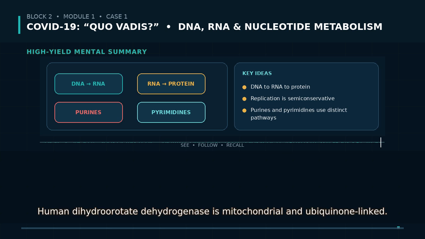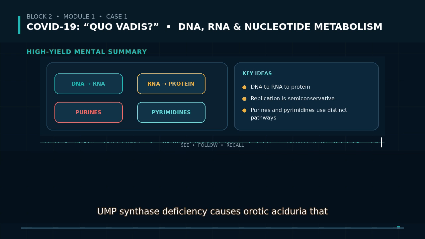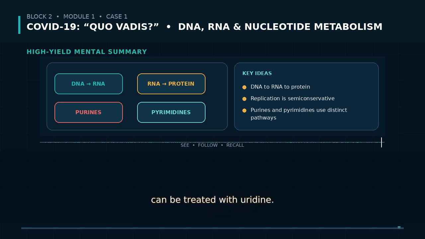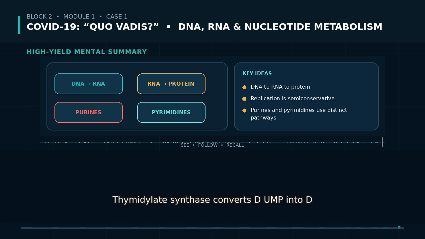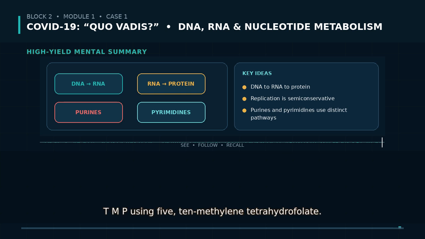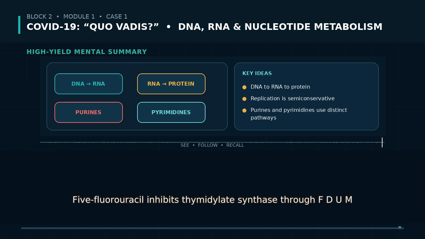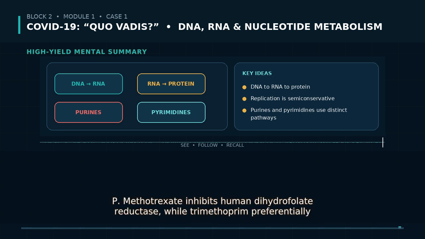Ribonucleotide reductase acts on nucleoside diphosphates. Thymidylate synthase converts dUMP into dTMP using 5,10-methylene tetrahydrofolate. 5-fluorouracil inhibits thymidylate synthase through FdUMP. Methotrexate inhibits human dihydrofolate reductase, while trimethoprim preferentially inhibits bacterial dihydrofolate reductase.